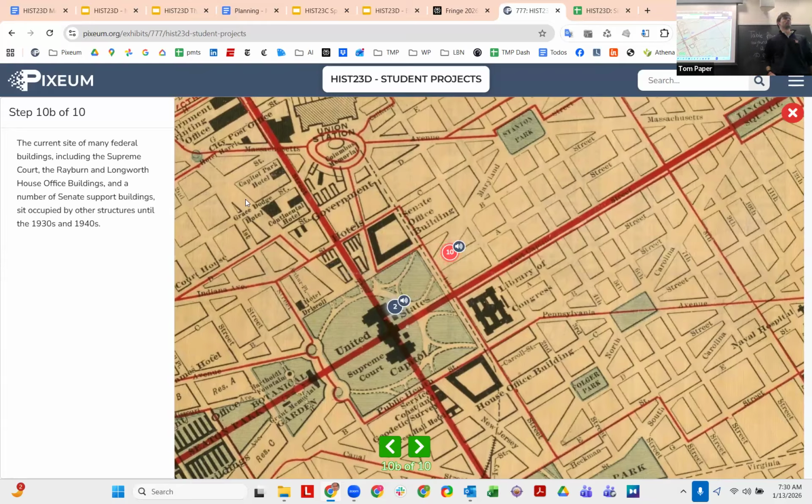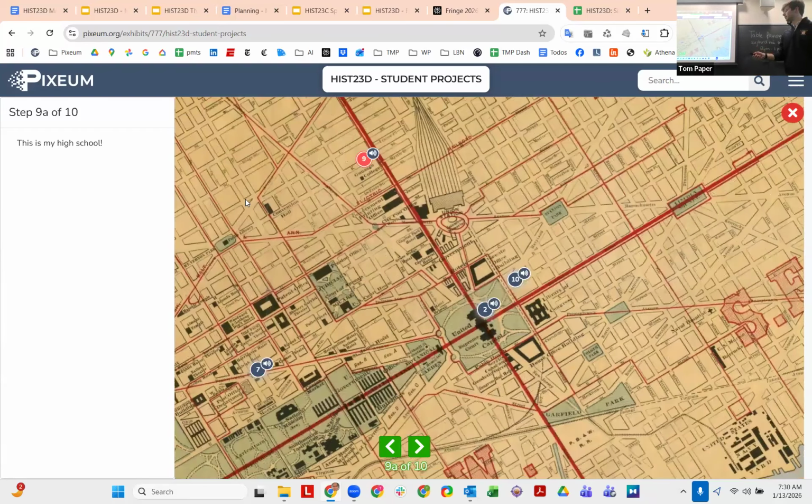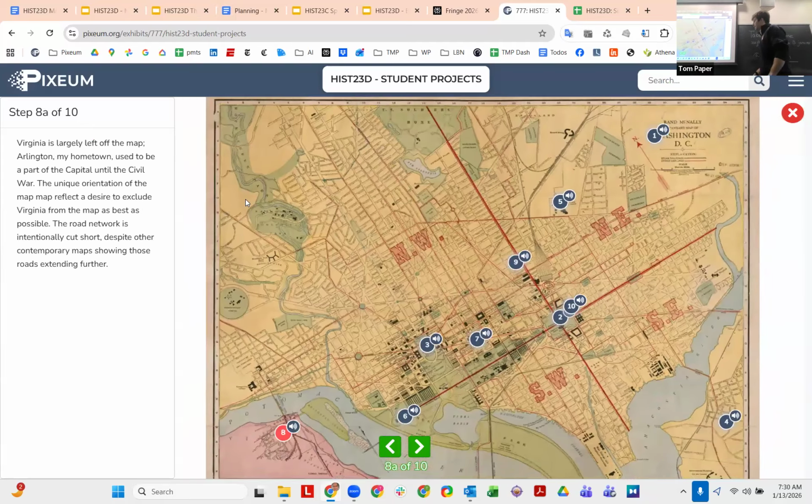Do you have any favorite details on this map? I feel like there's so many. How do I go back to see like the whole thing? You can, oh yeah, you can go back that way, yeah.